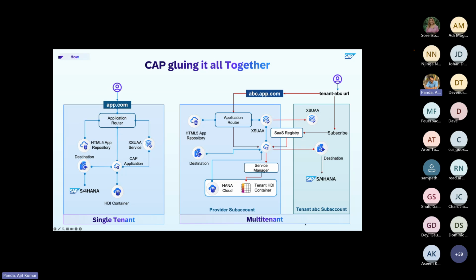Now, in case of multi-tenant, what happens is consumers start subscribing to the application, which sends the request to the SaaS registry, which in turn forwards it to your SaaS backend or your CAP-based SaaS backend application. And this CAP backend uses the service manager service to create a dedicated HDI container for the consumer that is trying to subscribe. Once all this setup is done, it provides a dedicated URL which is very specific to that customer, right?